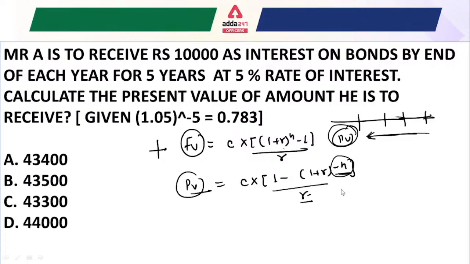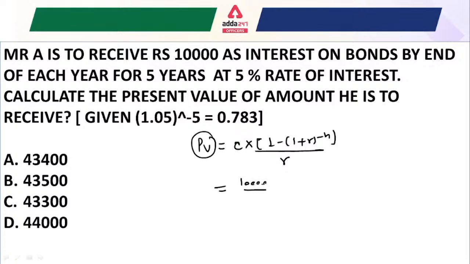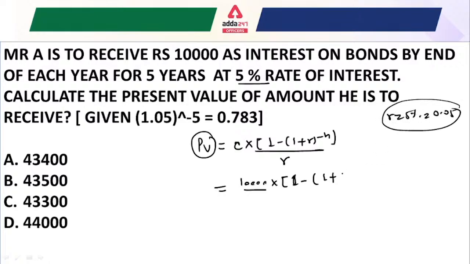Now we only have to apply the formula. The present value is equal to cash flow multiplied by (1 minus 1 plus r to the power minus n), divided by r. I hope it is now memorized by all of you. The cash flow given here is 10,000 rupees, so write 10,000 multiplied by 1 minus (1 plus the rate of interest, which is 5%, or 0.05) to the power of minus 5, divided by the rate of interest, which is 0.05.